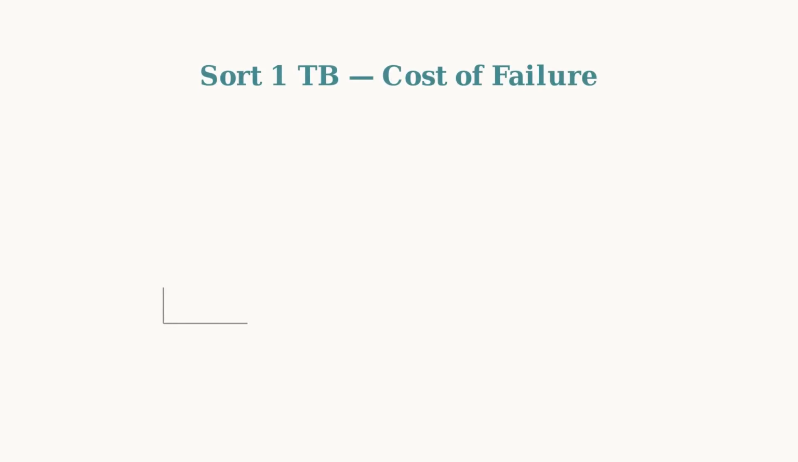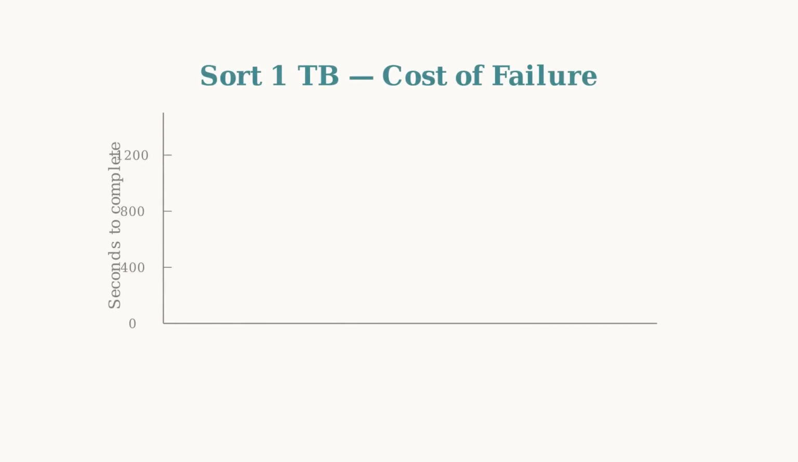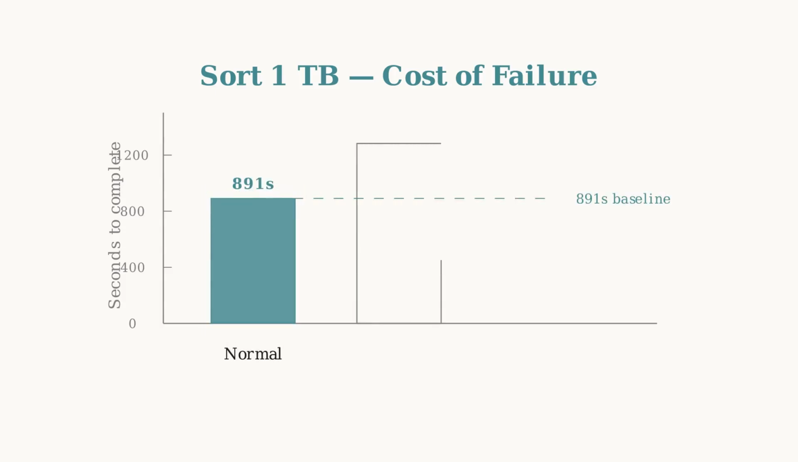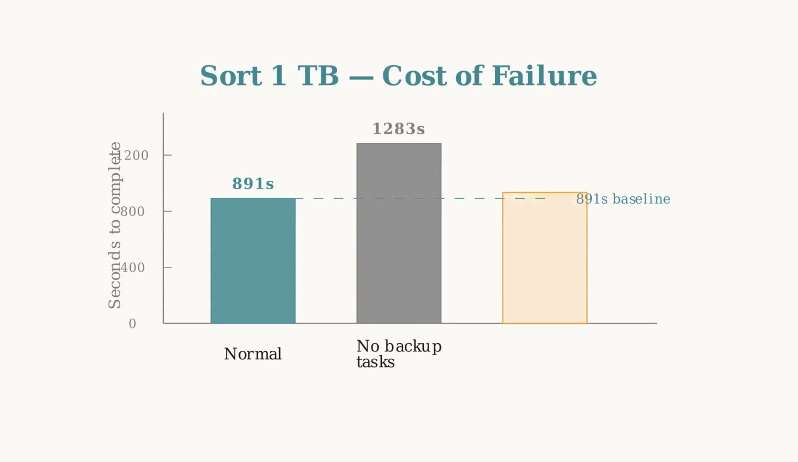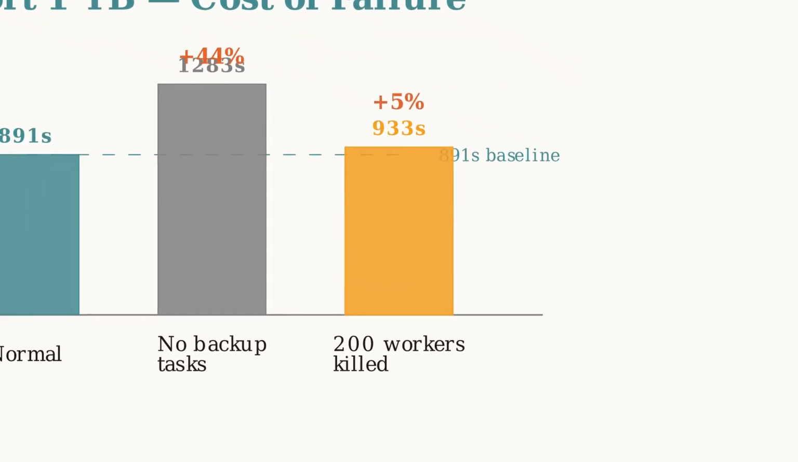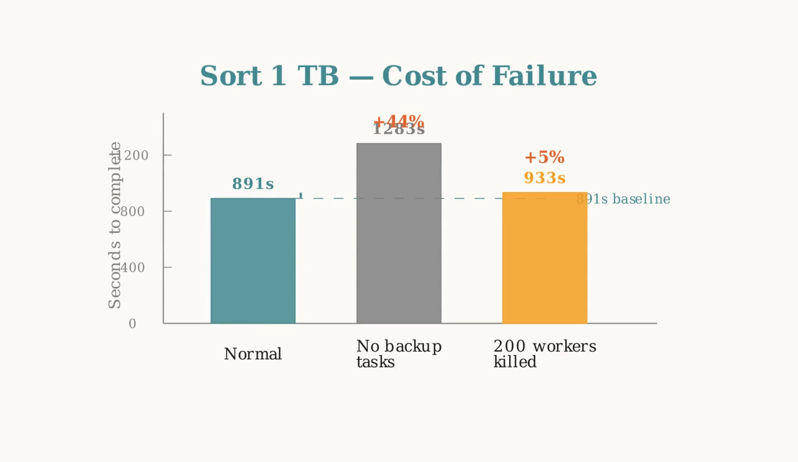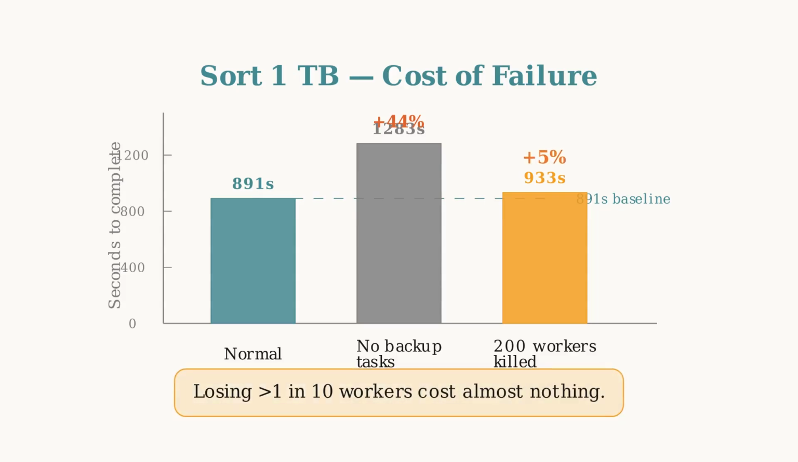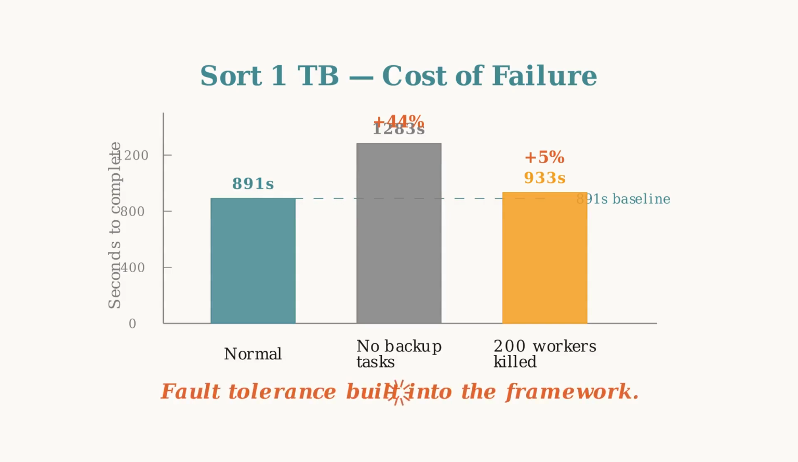The most striking result is the failure experiment. The authors deliberately killed 200 out of 1,746 worker processes several minutes into a sort. The cluster scheduler restarted the processes, the master reassigned the lost map work, and the job finished in 933 seconds, just 5% slower than the failure-free run. Losing more than 1 in 10 workers cost almost nothing. That is what fault tolerance built into the framework buys you.